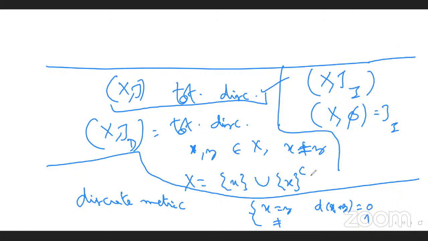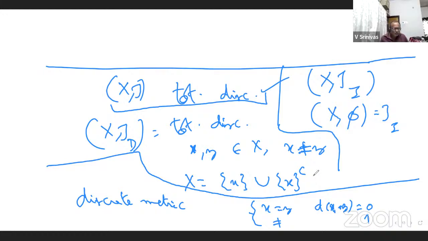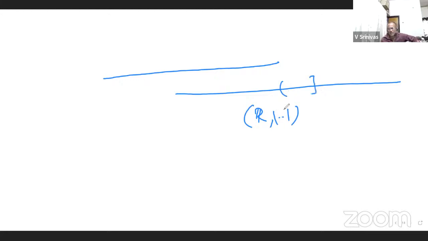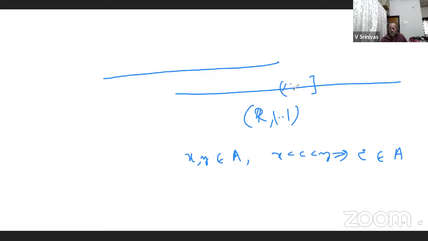Sir, I was thinking about the real number line. If we take all the intervals [a, b), which are semi-open, can we say they are components? Can the components be semi-open intervals? Yes, it is an interval. Semi-open intervals are also intervals. What is the meaning of interval? If x and y belong to A, then every c with x less than c less than y must belong to A. A set A is an interval if this property is satisfied. All these satisfy this condition. Semi-open intervals are connected.